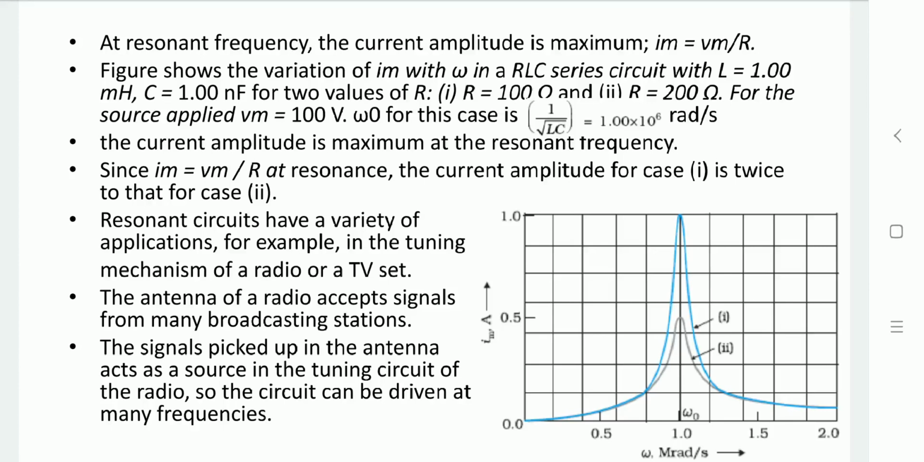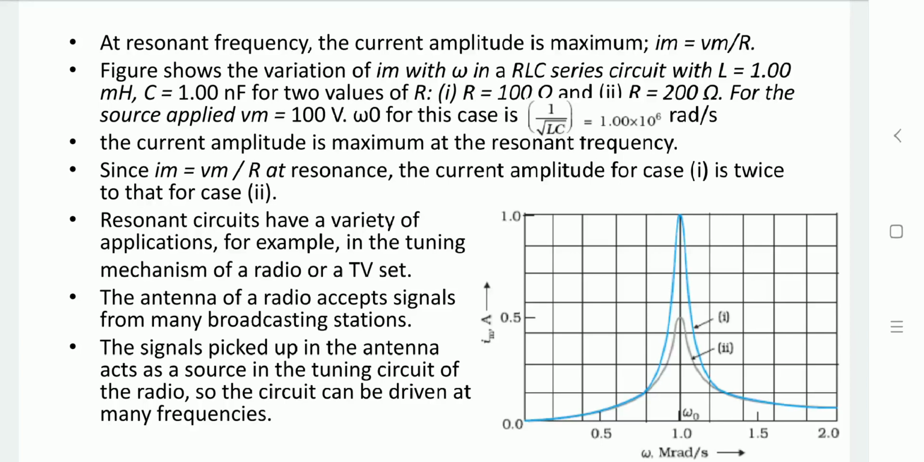if the impedance value is minimum, by considering X equal to XL, Z equals R, and at that time Im equals Vm by R. So the current amplitude is directly related to the resistance value. If the resistance value is lower, for example here it is given 100 ohm, then we are able to get a blue line kind of graph, that is the higher maximum amplitude comparatively.